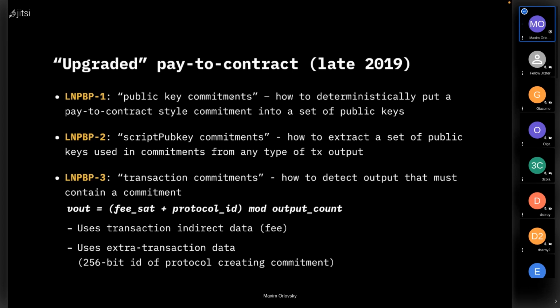And also, the second factor was a protocol ID, which was specific to a protocol under which the commitment is executed. And this protocol ID is not necessarily an application level protocol like RGB. It's more like an asset identifier, such that multiple assets can be combined in the same transaction.